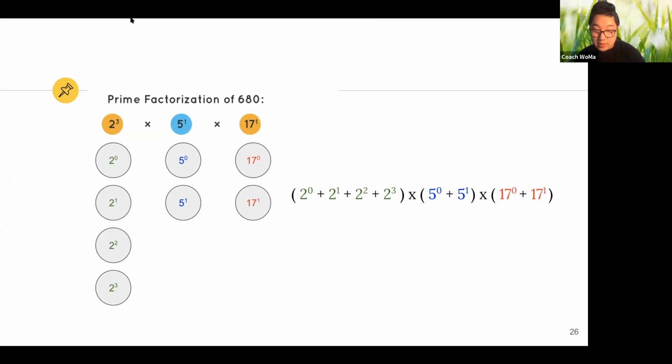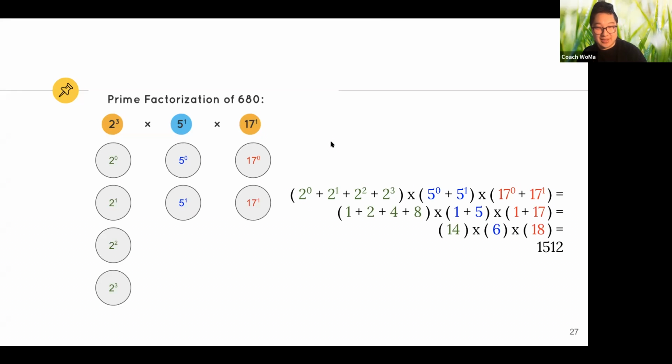All right, so yeah, let's just keep going. So you should have gotten 1512. And so that's adding all this together.